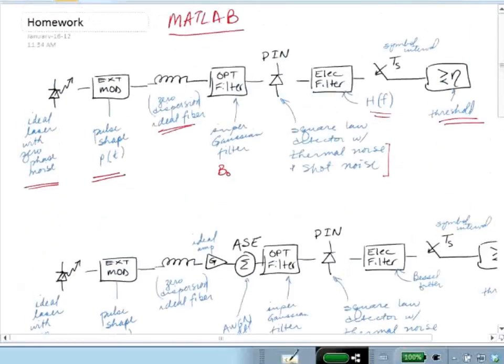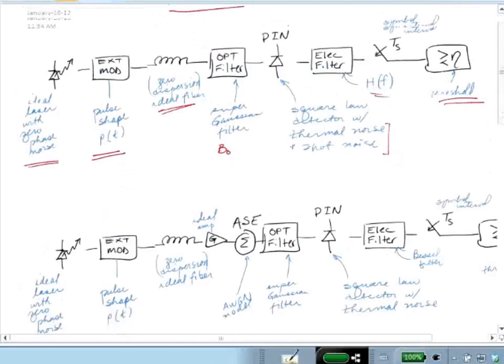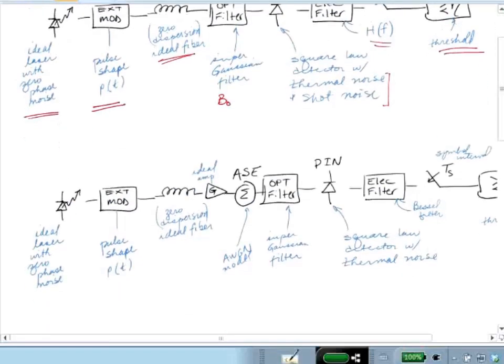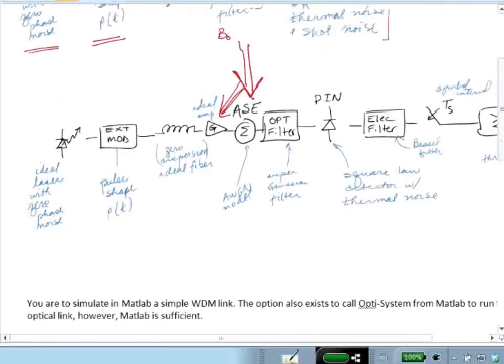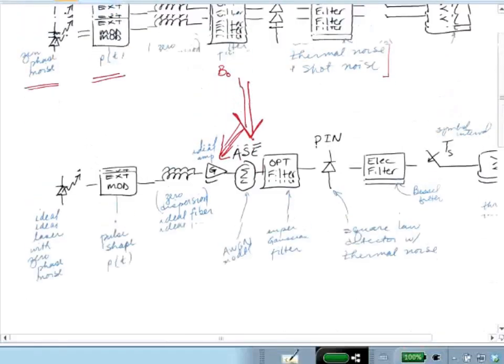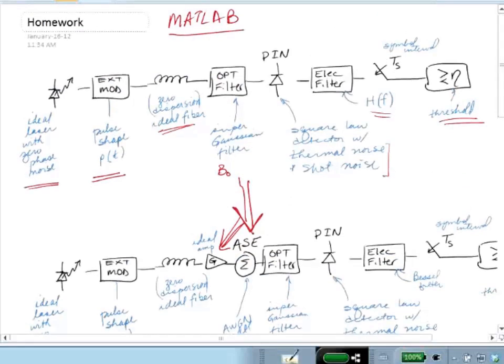That's one without ASE, and then we'll also be running the same experiments with ASE added. So you can see here there's optical amplification, there's a perfect gain, and then there's the ASE process. So there are the two aspects that will be examined. You'll only be generating one wavelength.